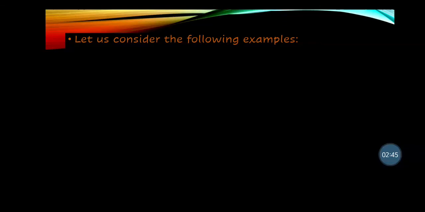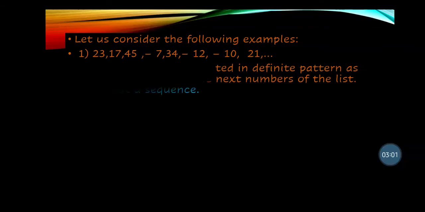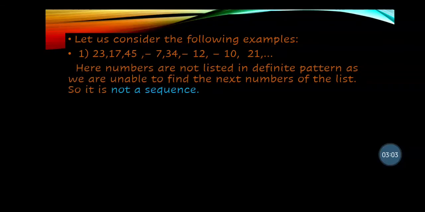Let us consider the following examples. First one: 23, 17, 45, minus 7, 34, minus 12, minus 10, 21. Here, numbers are not listed in a definite pattern as we are unable to find the next term of the list. So, it is not a sequence.